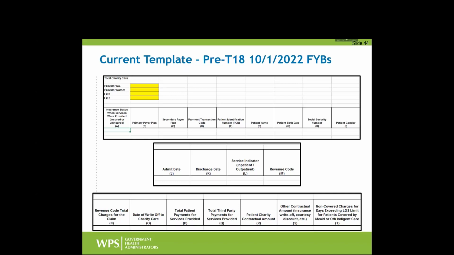So here are the pre-T18 templates, the ones we're using today. I want to go through these just briefly to talk about them. The first column is the insurance status. Is it insured or uninsured? Which columns are going to go in? We need to know about the insurance payers. Currently, we need to know about the transaction code. Like, is it a charity care? Was it a courtesy discount? Was it a bad debt? That helps us to weed out the things that are not really charity care. Patient identification number, basically all the patient information, which again, some of this is being excluded from the new templates.